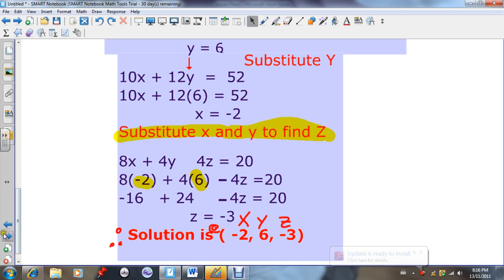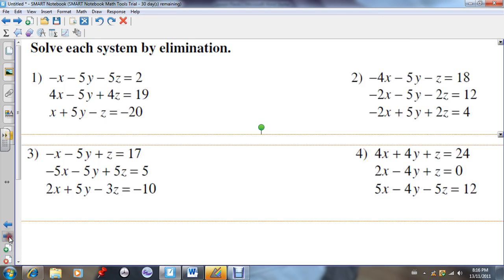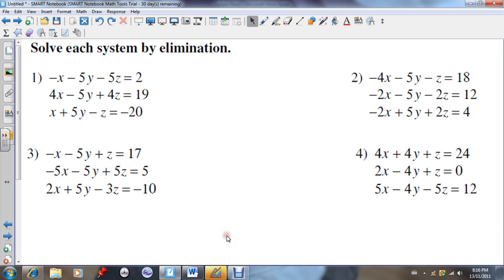All right, ladies and jelly beans, here's what I want you to try. I want you to try these systems of equations right here. Solve each one using elimination. You can easily get rid of the y's in the first one. Next one, you've got your y's again, or your z's, in number 3 and number 4. It doesn't matter which one you get rid of first.